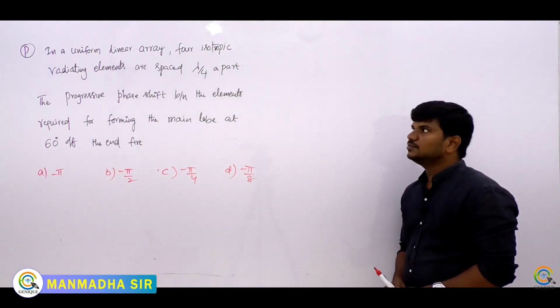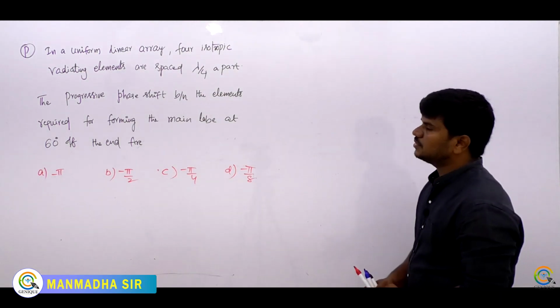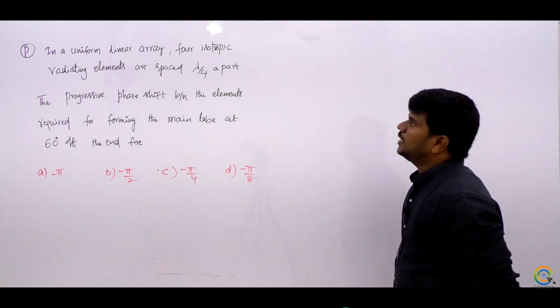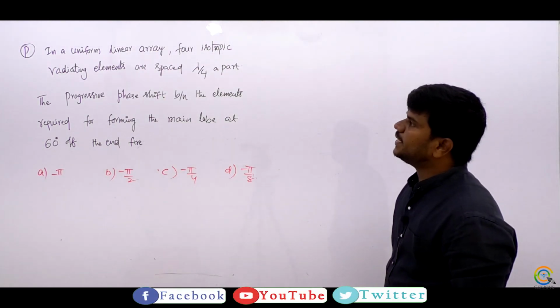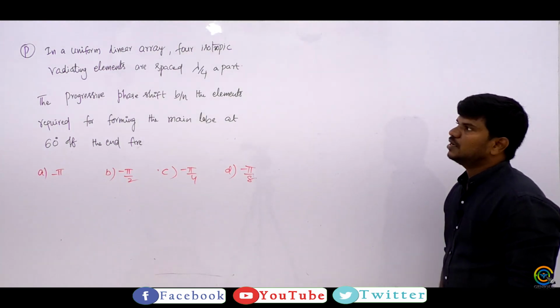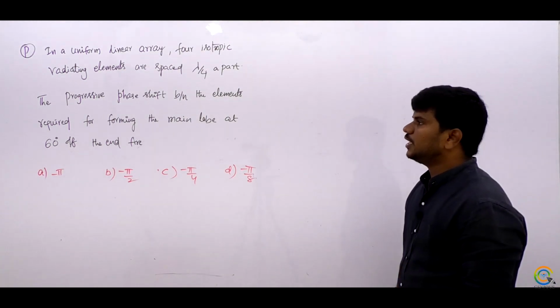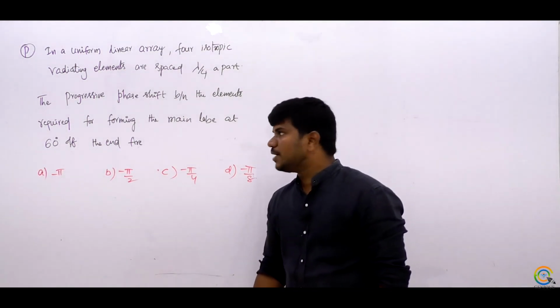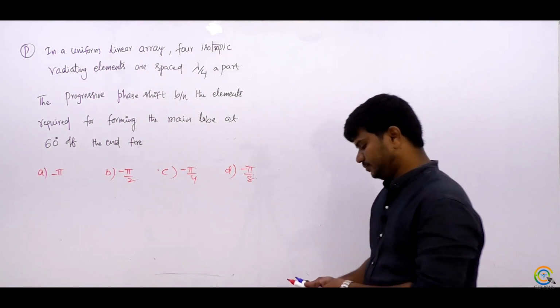So this is the question asked on the end fire array. In a uniform linear array, 4 isotropic radiating elements are spaced lambda by 4 apart. The progressive phase shift between the elements required for forming the main lobe at 60 degrees of the end fire.